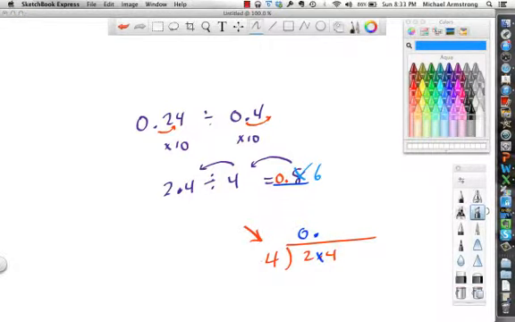Whew, that was such a close one. I almost made a ghastly mistake. 0.6, because 6 times 4 is 24. 0.6 times 4 is 2.4. So that's going to work out. Anyway, it's 0.6. This one is 0.6. You can see if you multiply back, 6 times 4 is 24. Okay, so giant mistake.